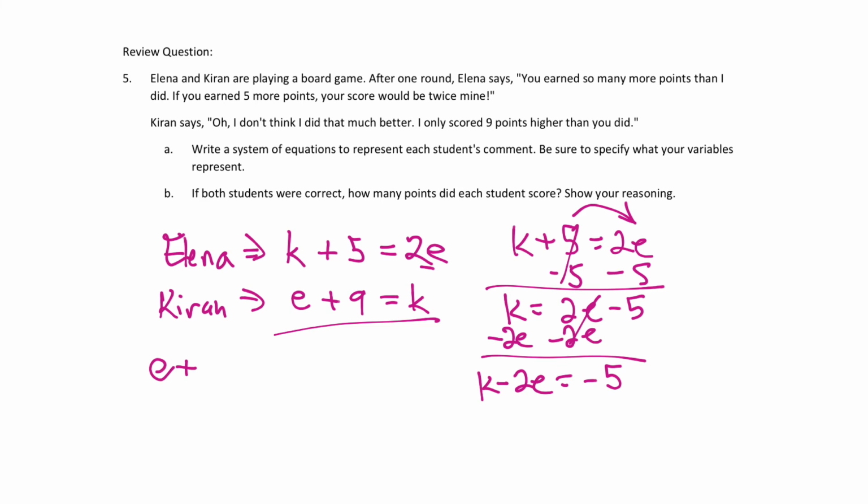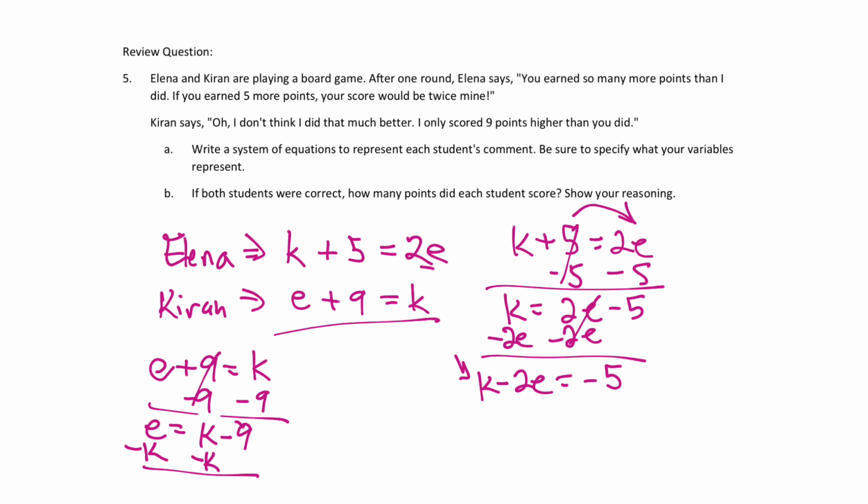Now I have E plus 9 equals K. I'm going to manipulate this, subtract 9 from both sides. I'll get E equals K minus 9. Oops, I'm not dividing, sorry about that. Let's rewrite that: K minus 9. I want to subtract the K from both sides, and I want it to be in the same order as the equation over here. So I'm going to list this as negative K plus E equals negative 9.